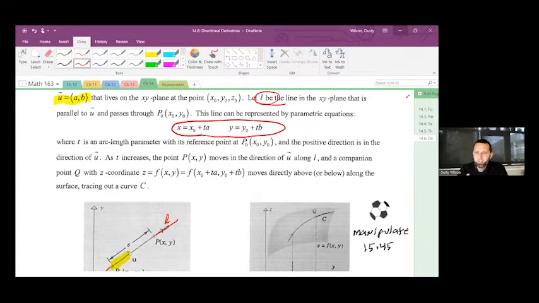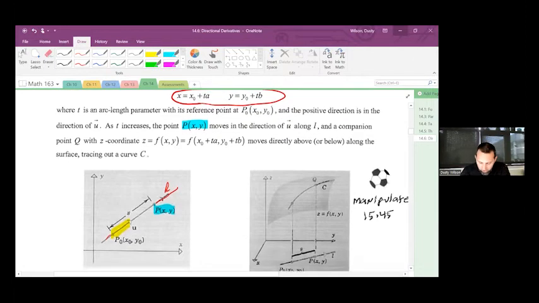It's sort of like traveling at 60 miles an hour. So at 60 miles an hour, if you've traveled for 5 minutes, it's like you've gone 5 miles, or 10 minutes, you've gone 10 miles. So that works at 60 miles an hour. It doesn't work at 35 miles an hour. Okay, so continuing on, as t increases, the point P of x y, so this is this point here, P of x y moves in the direction of u along L, and a companion point Q with z coordinate z equals f of x y equal to f of x naught plus t a, comma, y naught plus t b moves directly above or below along the surface, tracing out the curve.